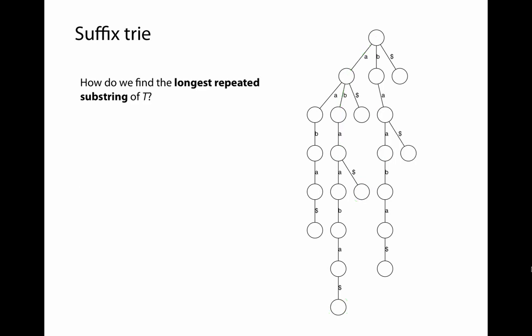So here's another question. How do we find the longest repeated substring of T? How do we find the longest substring of T that appears at least twice in T? That's a little tricky. Basically, we can just look for the deepest node in the suffix trie that has more than one child. That's going to correspond to the longest substring that occurs twice or more. So in this example, this is that node. This is the deepest node with more than one child. It corresponds to the substring ABA, and yes, ABA is the longest repeated substring in the string.